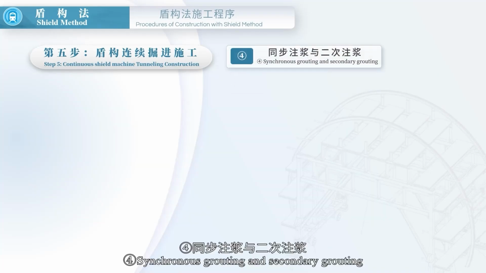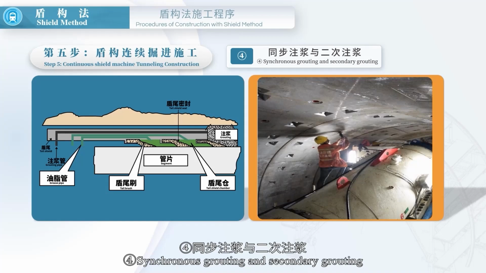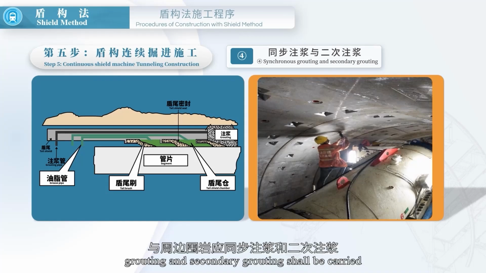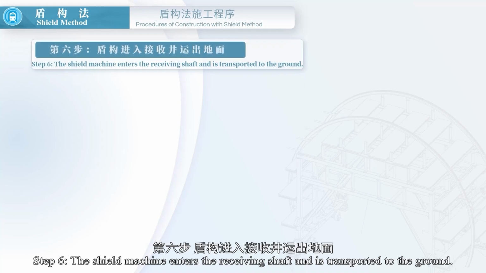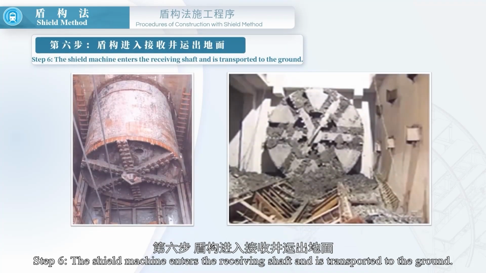Synchronous grouting and secondary grouting. After the segments are assembled, grouting and secondary grouting shall be carried out synchronously with the surrounding rock to ensure that the segments are closely attached to the surrounding rock. Step 6. The TBM enters the receiving shaft and is transported to the ground.